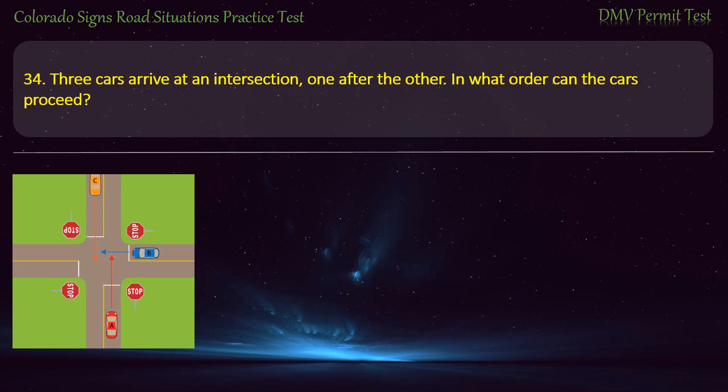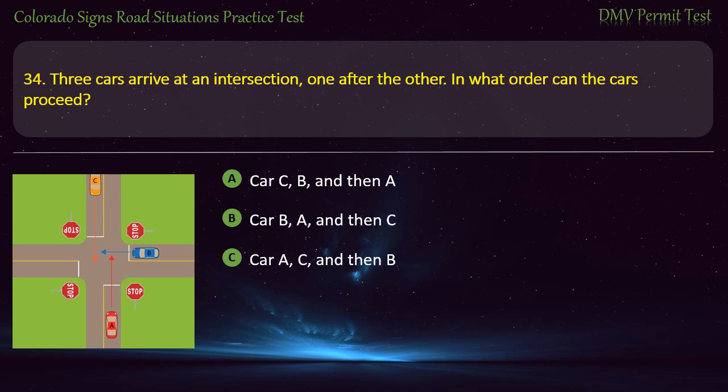Question 34. Three cars arrive at an intersection, one after the other. In what order can the cars proceed? Car C, B, and then A. Car B, A, and then C. Car A, C, and then B. Car A, B, and then C. Answer. Car B, A, and then C.